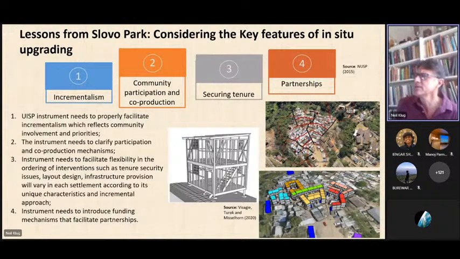Firstly, the instrument needs to properly facilitate incrementalism. The moment it views it almost like a greenfield project that begins on day one, and you get a budget, and you work as a project to the end over a 2 or 3 year period, which is what they wish for, it simply doesn't work like that. So they need to have proper incrementalism that reflects community involvement and the priorities of the community.